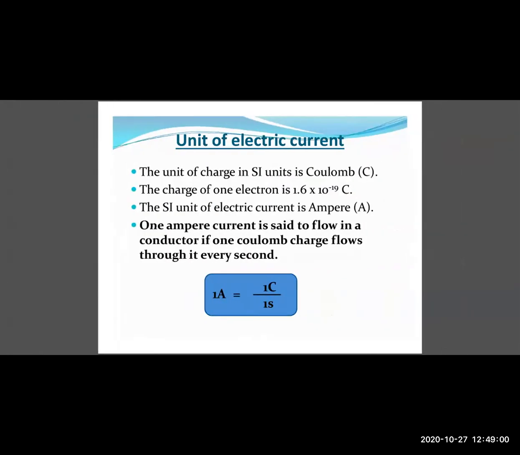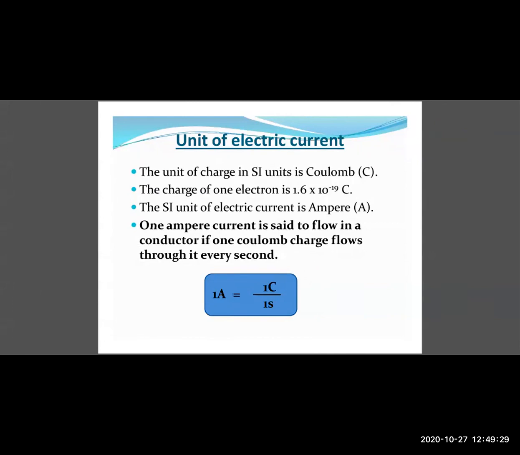Now we will see the units of electric current. The definition of current I is q upon t, where q is the charge. The SI unit of charge is coulomb, given by capital C. The moving charged particles are the electrons, so we need to know the exact charge of an electron. The charge of one electron is 1.6 into 10 raised to minus 19 coulombs.